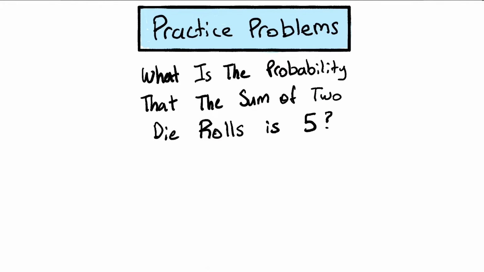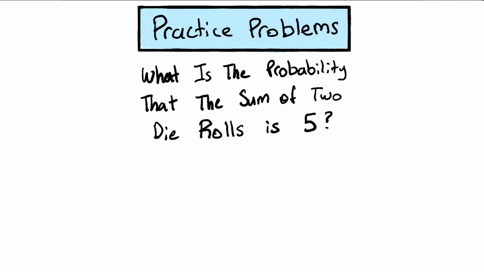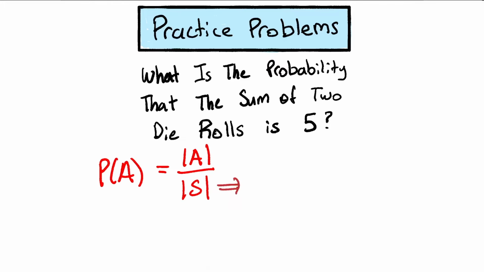But to really make sure we understand this concept, let's do some practice problems. What is the probability that the sum of 2 die rolls is 5? Well, we saw from the previous slide that the probability that an event happens is the number of ways an event can happen over the total number of possible outcomes.